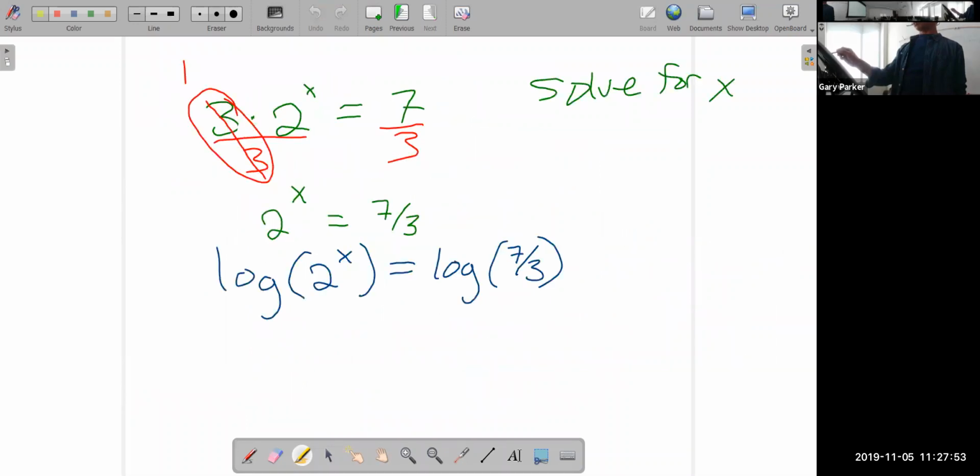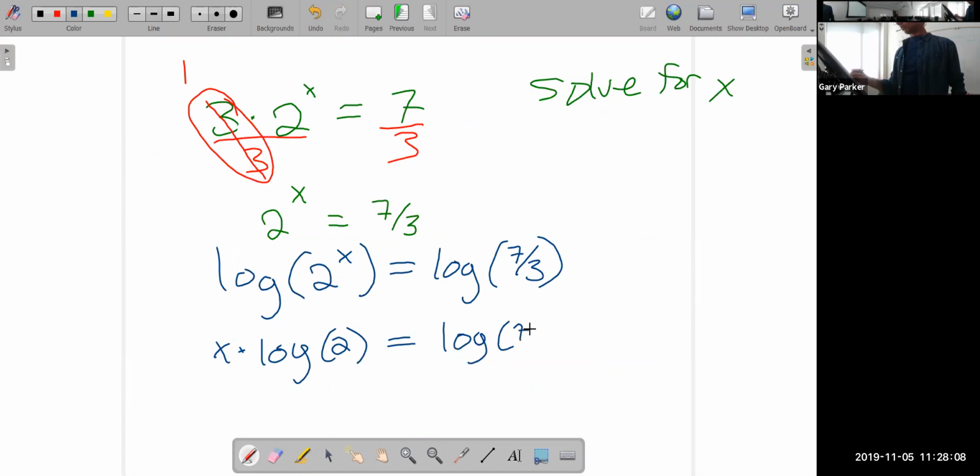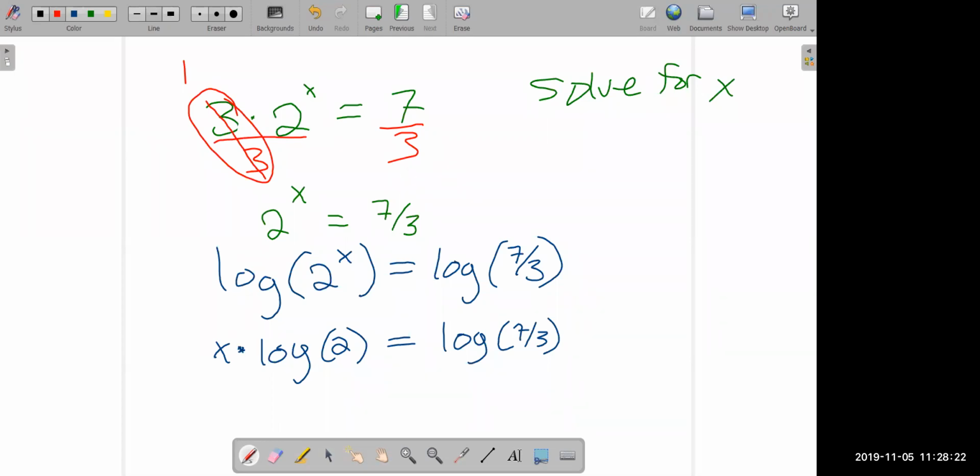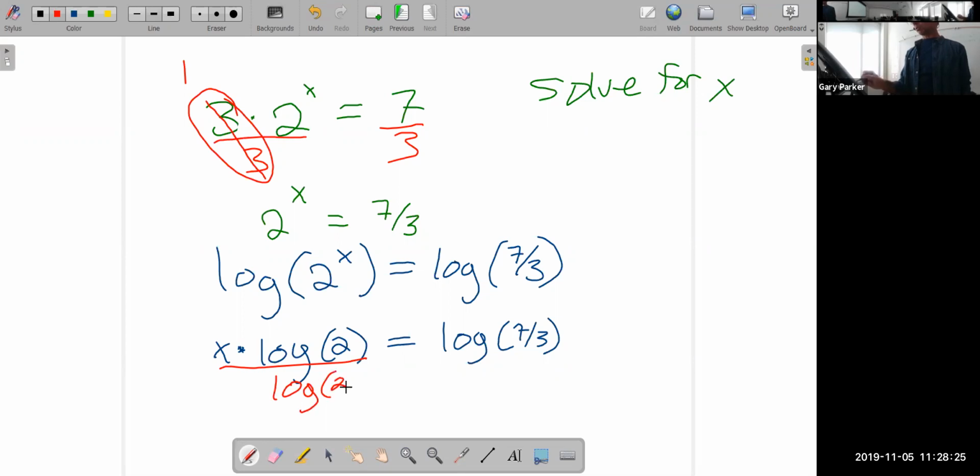Okay, let's finish this. So I pop the x out. So now I have x times log of 2 equals log of this number 7/3. Now, I can't get rid of the word log without using a calculator, but I can break that multiplication right there by doing what? Division, yeah. So I want to divide this side by the log of 2, and I want to divide this side by the log of 2. Can I cross out those words log? They don't cancel. You got to plug them into a calculator.